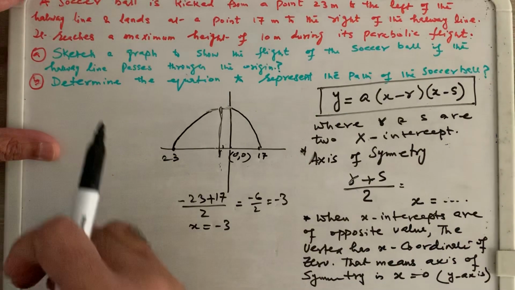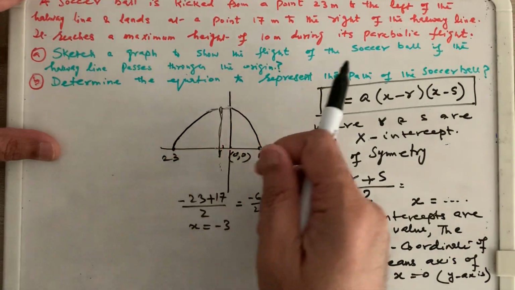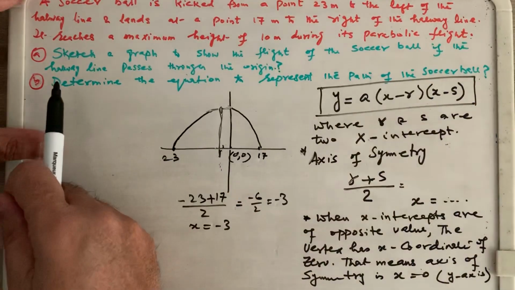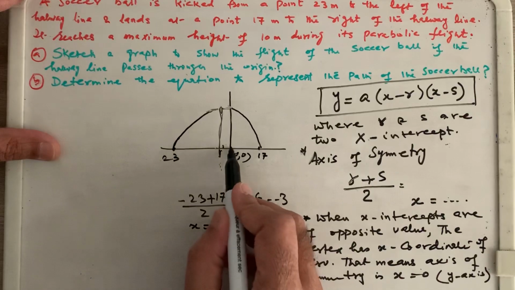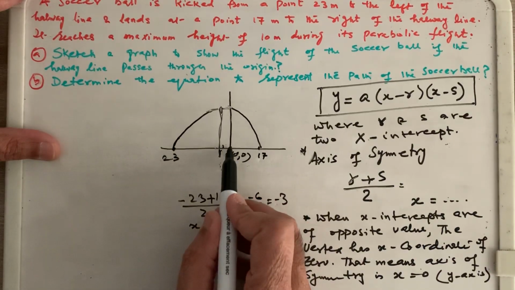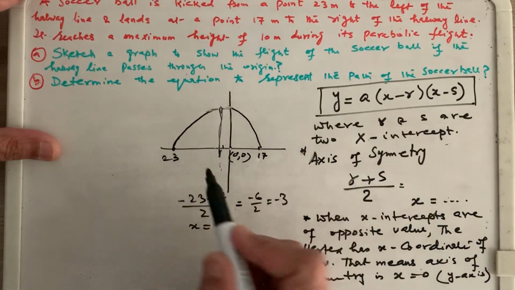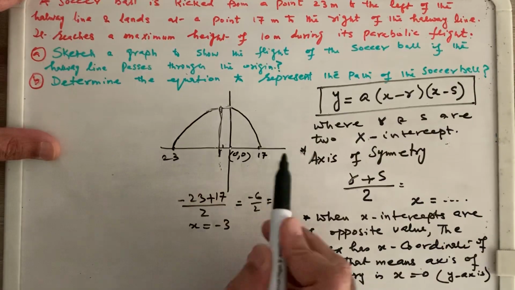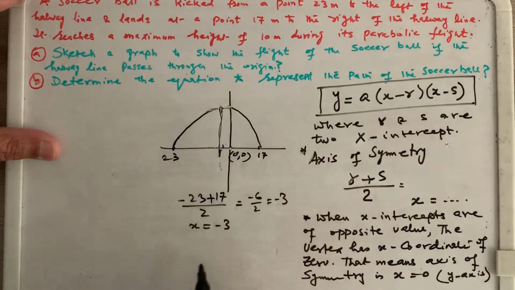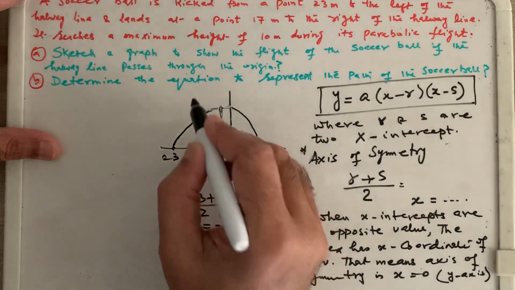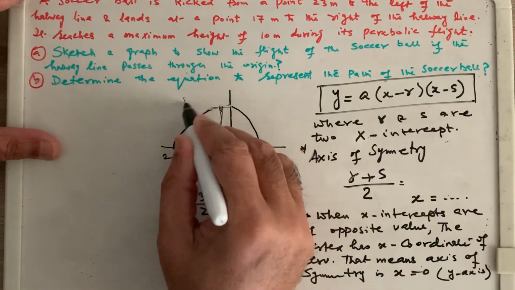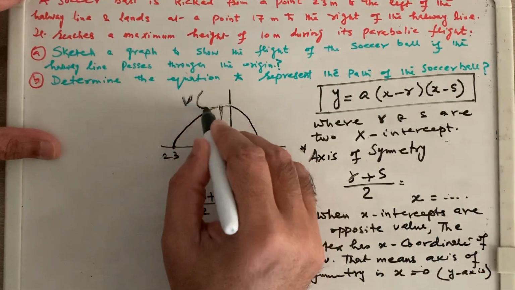He's saying sketch the graph to show the flight of the soccer ball if the halfway line passes through the origin. If your graph paper is there, you can take some scale. 23 is here, or you can count 23, and 17 is here, and you just need to know what your axis of symmetry is. If your axis of symmetry is known, then you can know the vertex. What is your vertex? It is the maximum point.